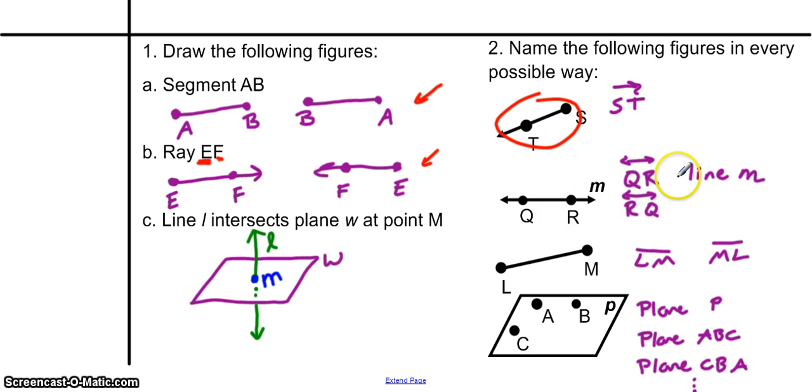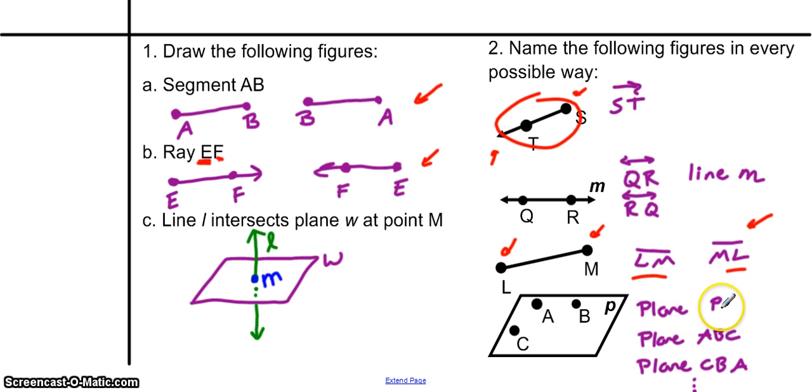The next one is a line, though, so we can call it line QR, line RQ, or we don't have to use the symbols, we could just write line M. We also have a segment here. Remember, the letters are reversible. Remember, because it has 2 of the same kinds of endpoints, whereas a ray has 1 endpoint and goes on for infinity for the other one, so we can't reverse that, but we can for here. LM and ML. Pay attention to what goes on top of those.